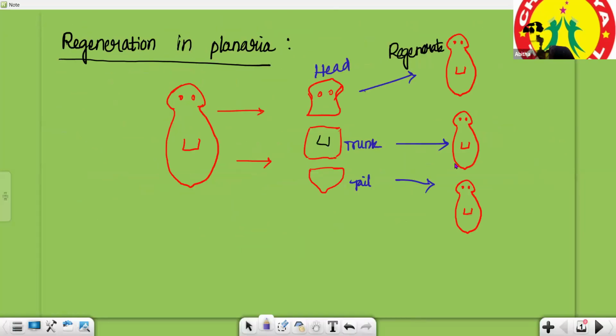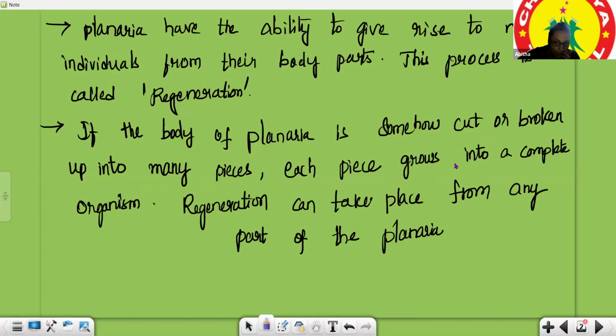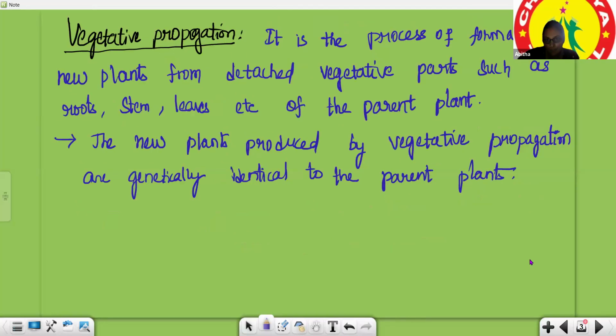So today we discussed regeneration in planaria. This is the figure which explains that an animal is cut into 3 pieces. From each piece, a new individual is generated. So planaria have the ability to give rise to new individuals from their body parts. This is called regeneration. If the planaria body is cut into many pieces, each piece grows into a new organism. So regeneration can take place in any part of planaria.